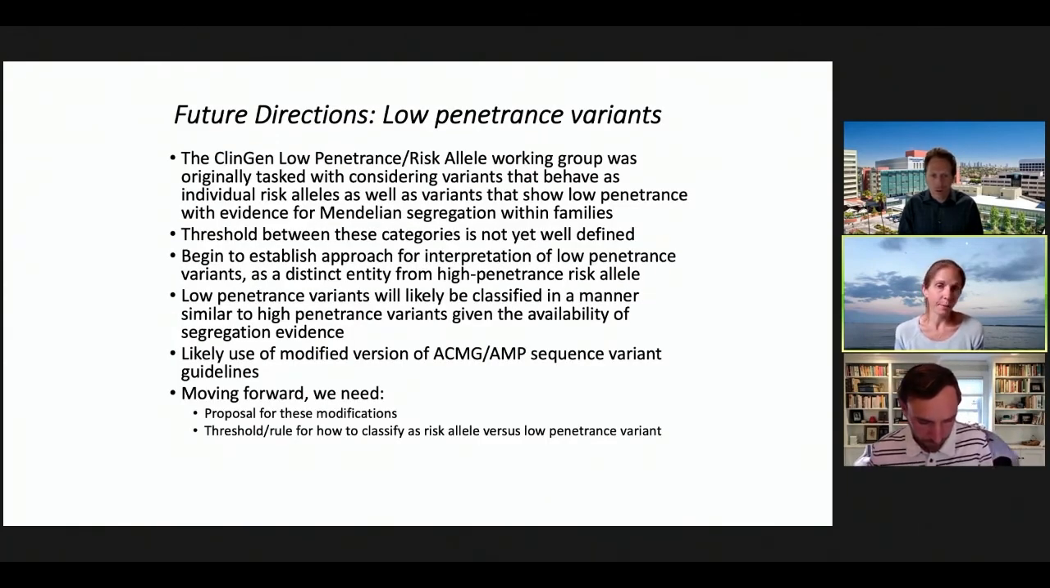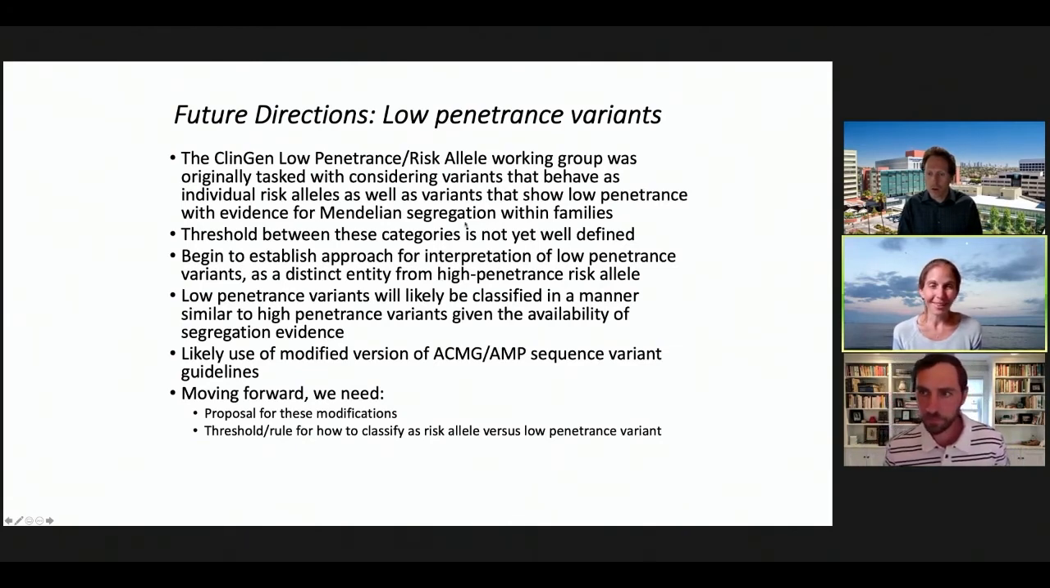And we've talked about this a bit already, but this was a demonstration of the concept for the risk variants, and there's obviously a lot of work that needs to get done in terms of what the similar and different considerations are for reporting and evaluating the low penetrant variants. So how do we factor in the Mendelian segregation evidence, and how does that factor into the guidance on how you interpret these variants? That's definitely a step that needs to happen in the future.